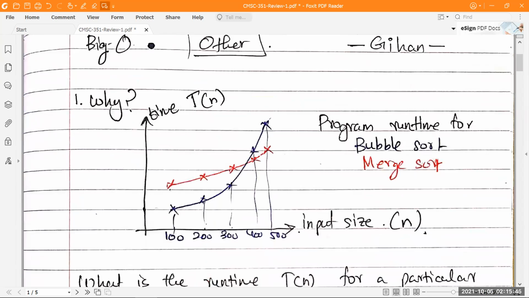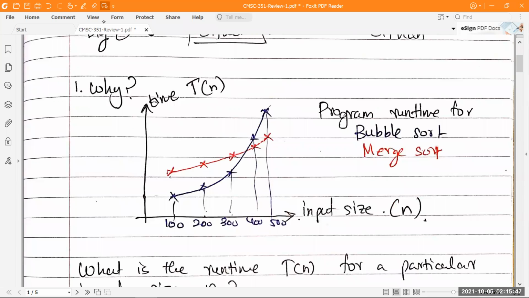So the first question is, why do we need time complexity for programs? Think of a situation where you have to find the program runtime for some algorithm. So you have an algorithm, you write the code and you run it on the computer. I'm going to think about two algorithms here. One is bubble sort, which is the blue line here, and also we have merge sort, which is the red line.